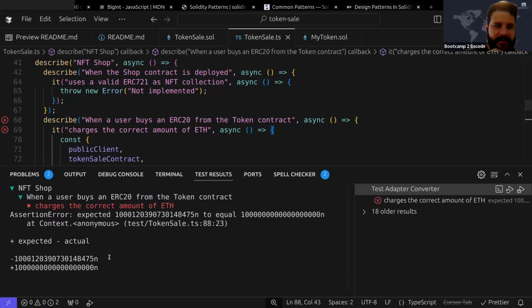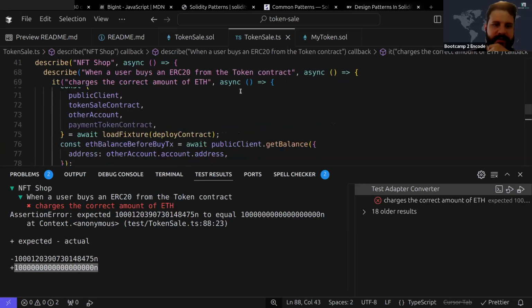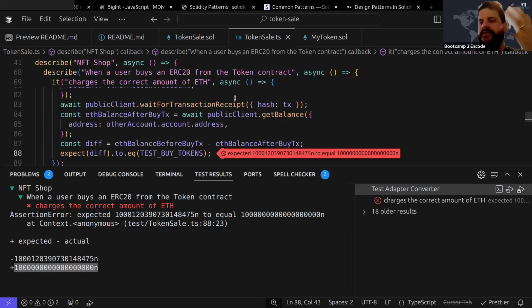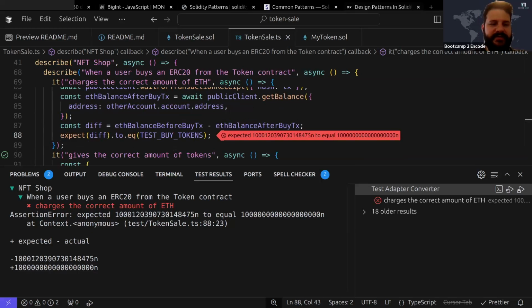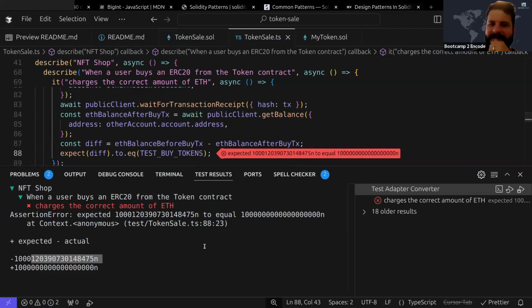So let's see. We expected this difference, and we have this difference. It can be just a rounding error, right? Such a small difference here, correct? There's a gas charge. That is the gas charge. I'm paying taxes to the blockchain.